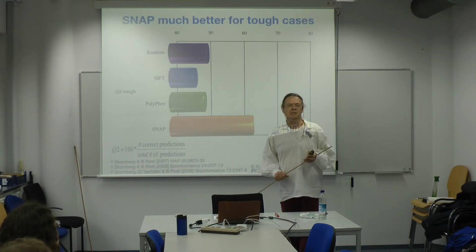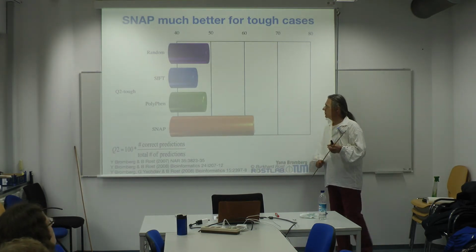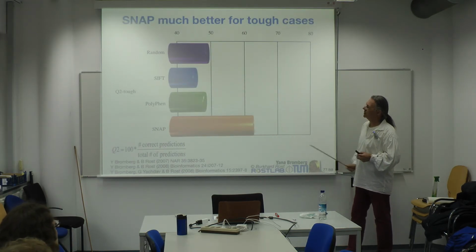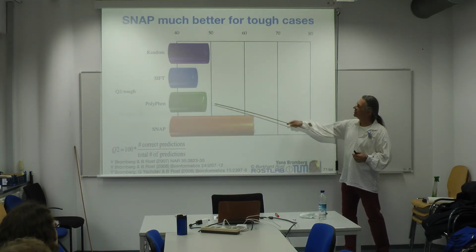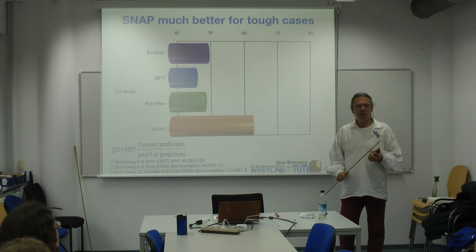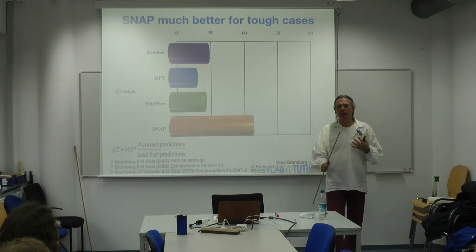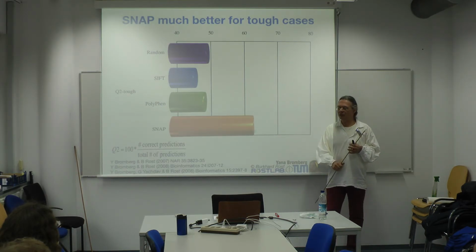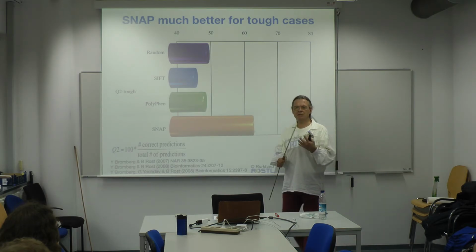For the non-simple ones, SNAP looks like this. So this goes clearly down from this slide here, you see, substantially. But now you see that SIFT and PolyPhen go even further. So what SIFT and PolyPhen capture, mostly, and also to a large extent what SNAP captures, are relatively simple features.